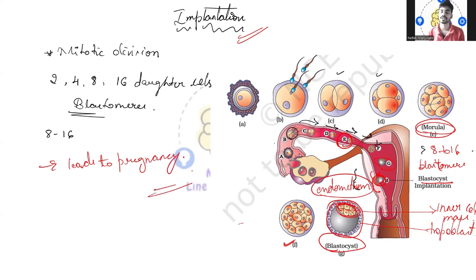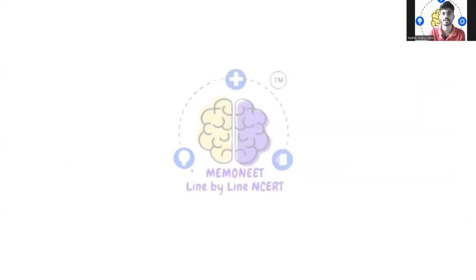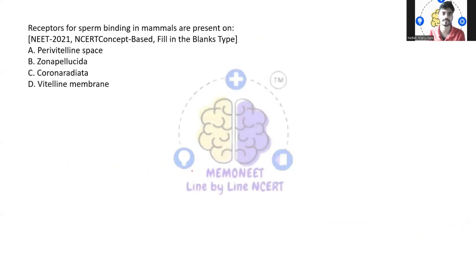So this was all about fertilization and implantation, right? Now let us discuss some major questions on this fertilization and implantation. I want you to answer properly so that I'll reveal the answer. Only two questions are there, but I really want you to read the question, understand what question has been asked, and answer. Receptors for sperm binding in mammals are present on where?